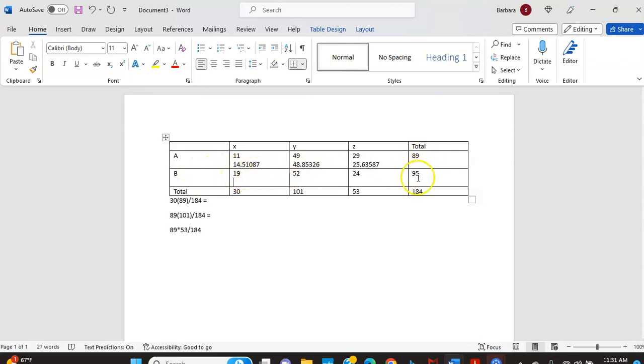Across from the 19 is a 95 total, and down below it is a 30 total. So I want 95 times 30 divided by 184, and that's 15.48913. Same thing here. Beneath it is a 101, and across from it is a 95, so we want to do 95 times 101 divided by 184.